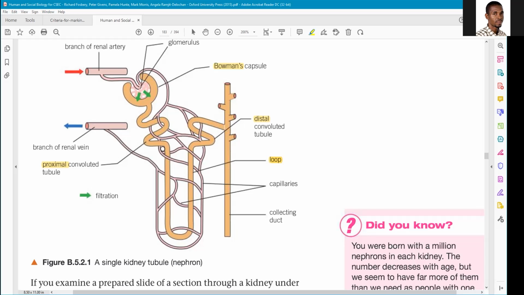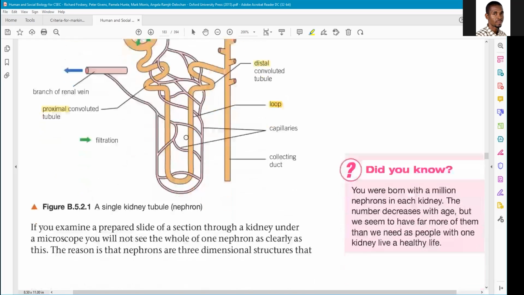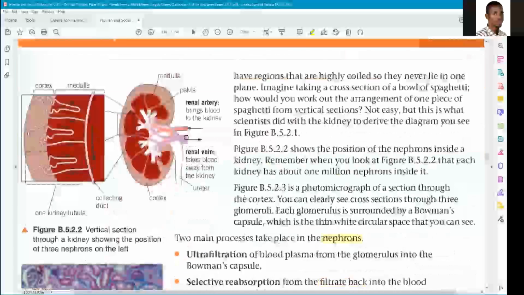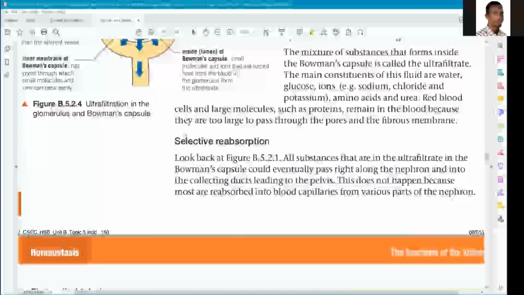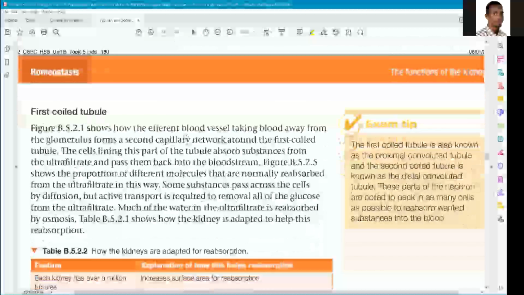Some of the substances pass across the cells by diffusion, but active transport is required to move all of the glucose from the ultrafiltrate. Much of the water in the ultrafiltrate is reabsorbed by osmosis. And we have a table that will show us how the kidney is adapted to do this reabsorption.